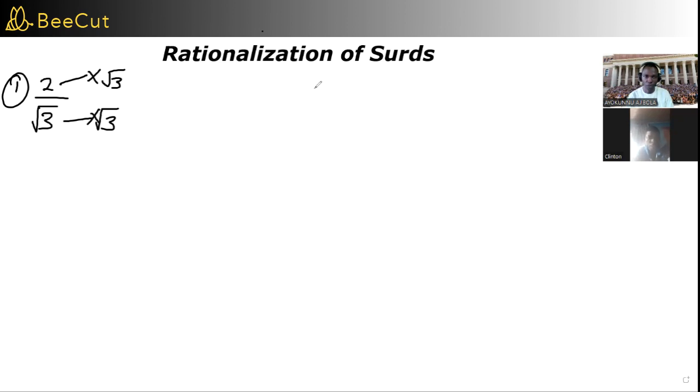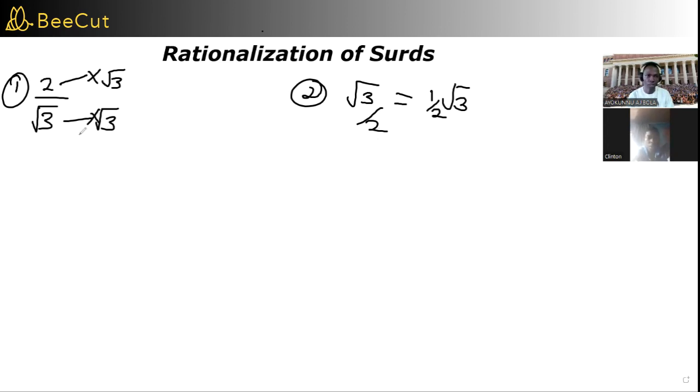Simply because you have a number that has roots on them. But if this is what you have, let's assume it is root 3 over 2 that you get as your answer, you don't need any rationalization here. All you do is just say this is half of root 3, which is something as root 3 over 2.